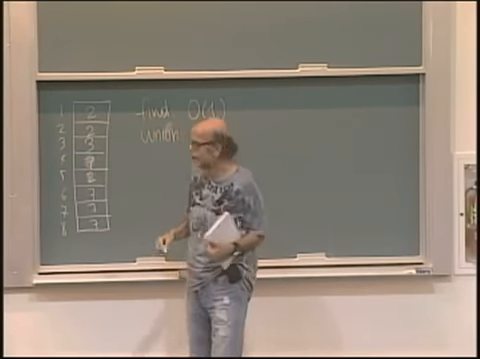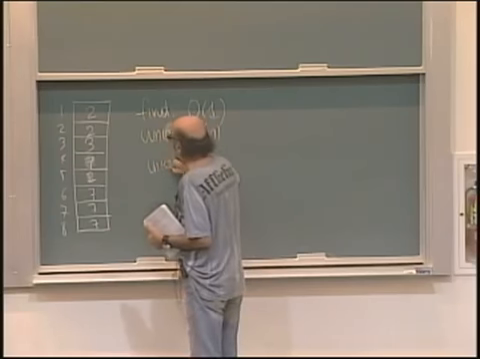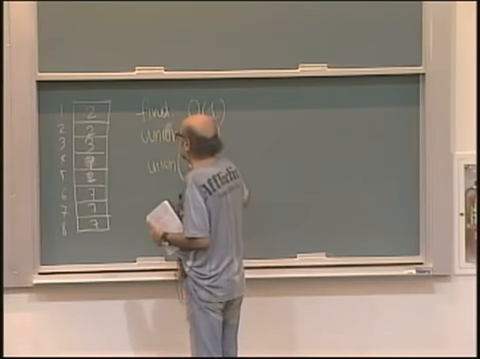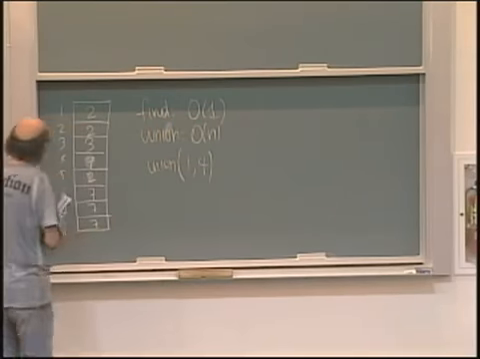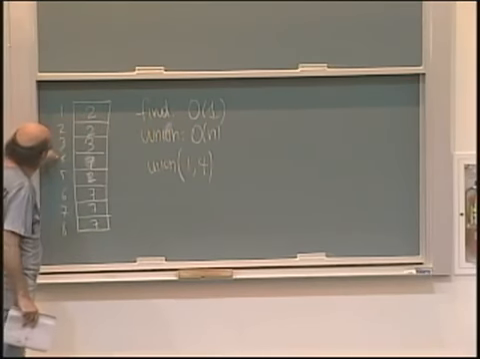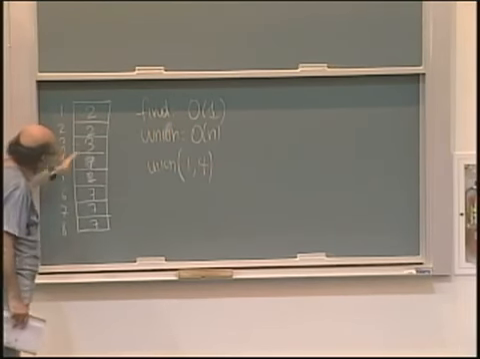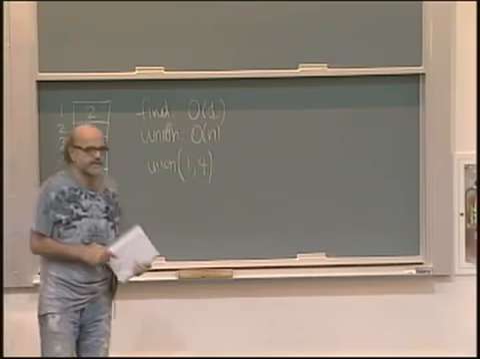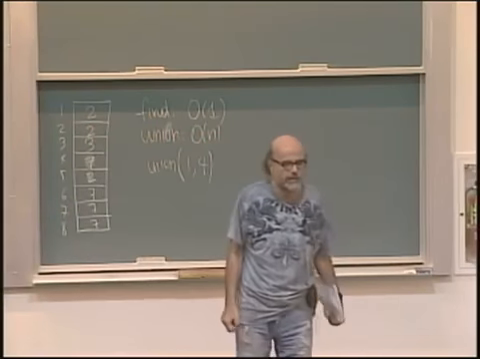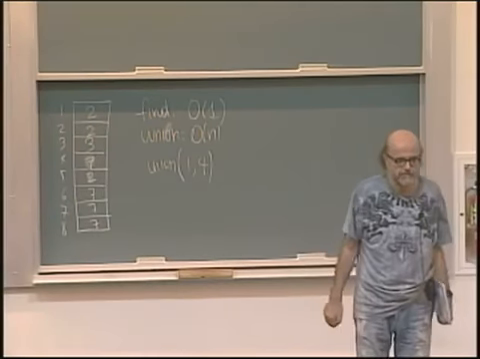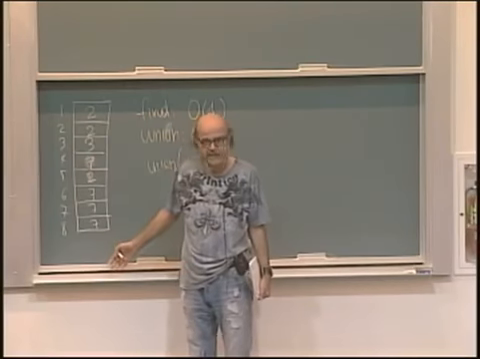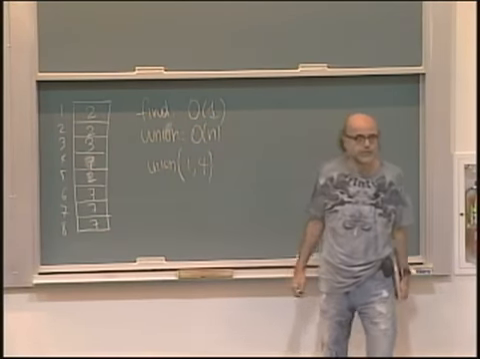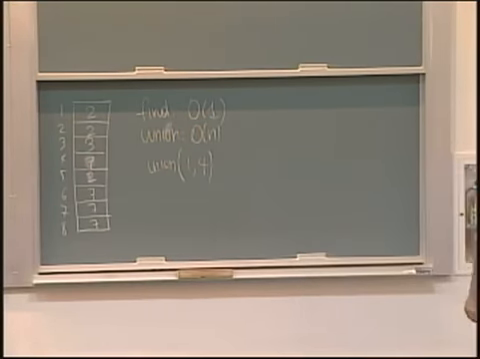Because basically, if we have union of 1 and 4, 1 is in component 2, 4 is in component 7. We have to go through everything and make everything, let's say, 7 perhaps, or 2. It depends, we have a choice. Everybody understands? But we have to go through the whole thing, right? So it takes n time to do union. We need a better algorithm.